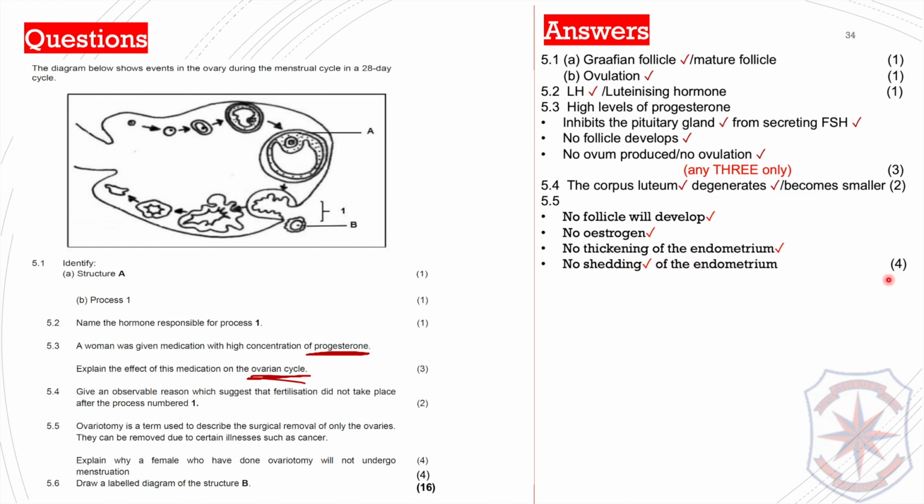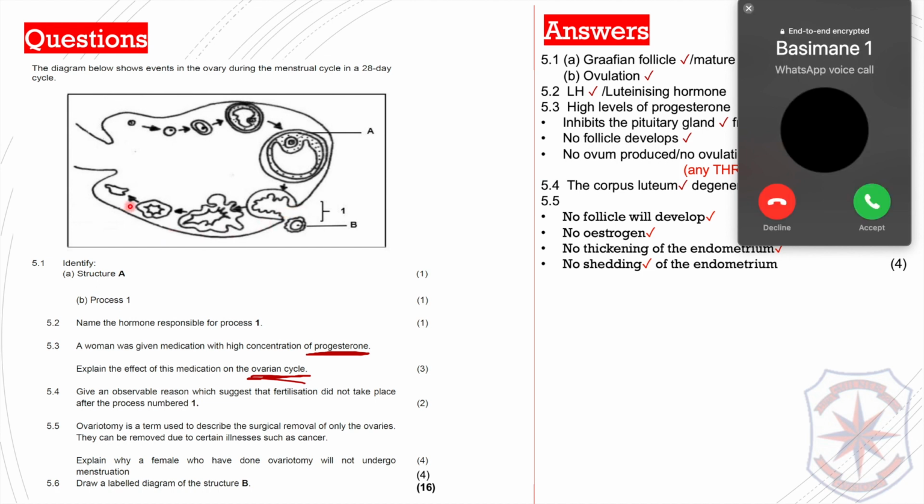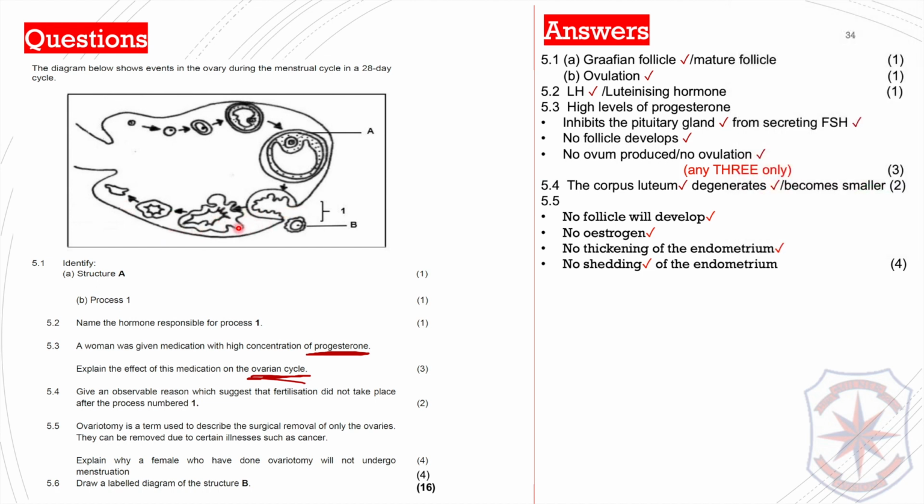So that is 4 marks. We've skipped a question. Let's go back to it. Give an observable reason which suggests that fertilization did not take place after the process numbered 1. So after 1, what do we see happening?